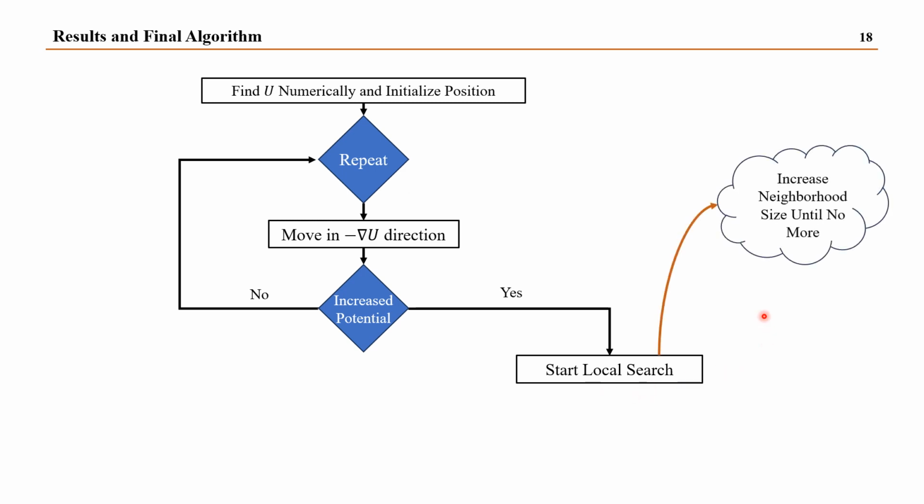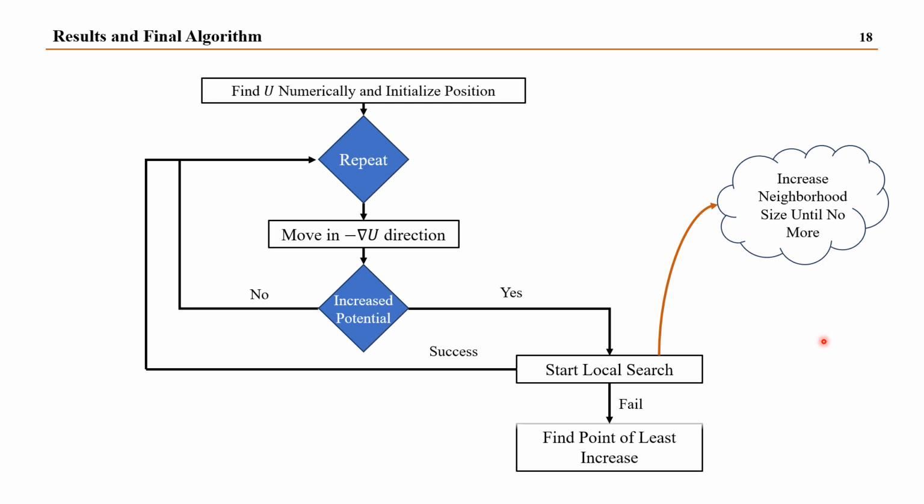Now in the local search, we increase the neighborhood size until we can't. So I start at the current point, I increase the neighborhood, let's say a 3 by 3 neighborhood. I look around. Do I find a point with lower potential? If I don't, I go a step further, 4 by 4, 5 by 5, until I hit the boundary of the map. And if that succeeds, then I go back and repeat the step again, because I'll be able to get rid of this kind of local minima trap.